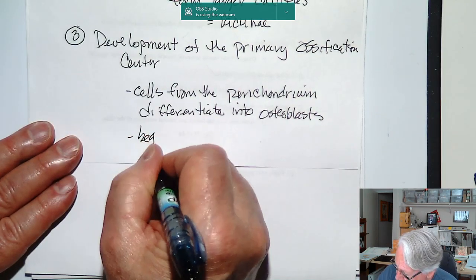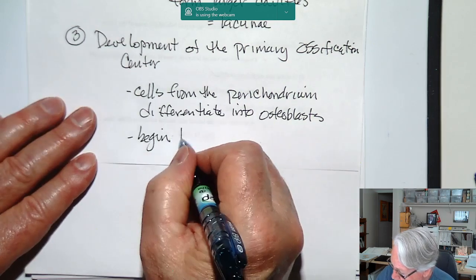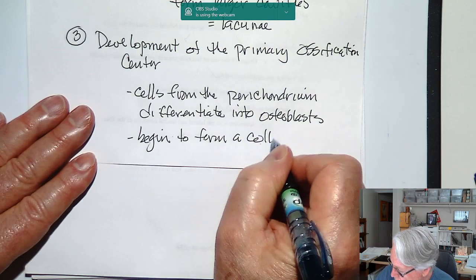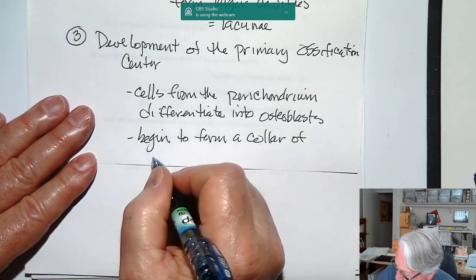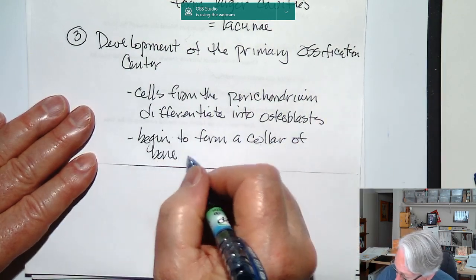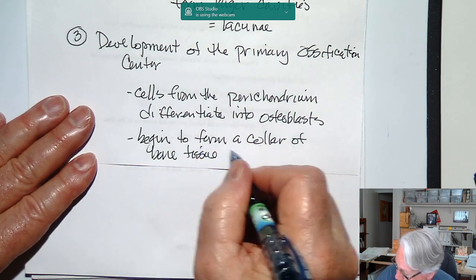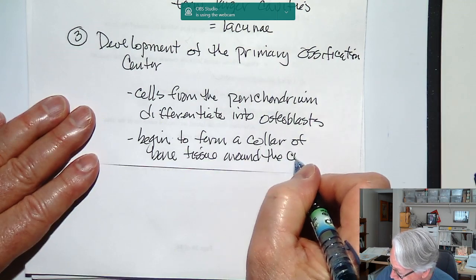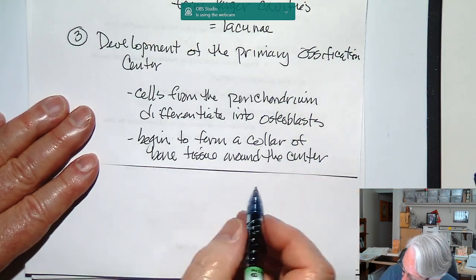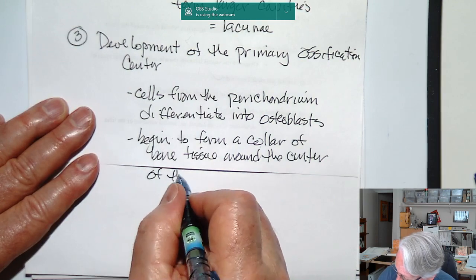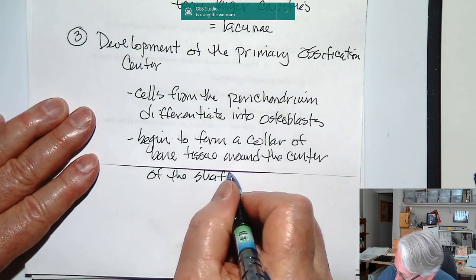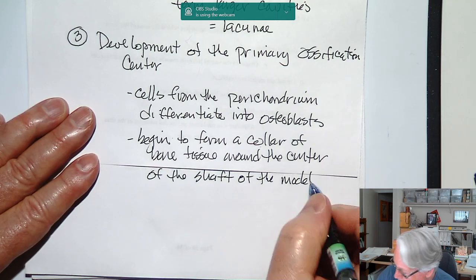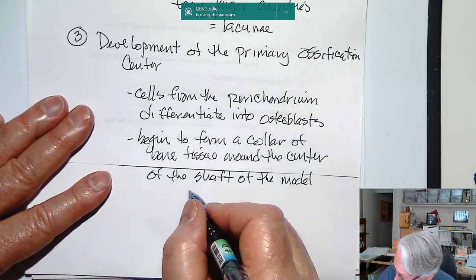They begin to form a collar of bone tissue around the center of the shaft of the model. This will be called the bone collar.